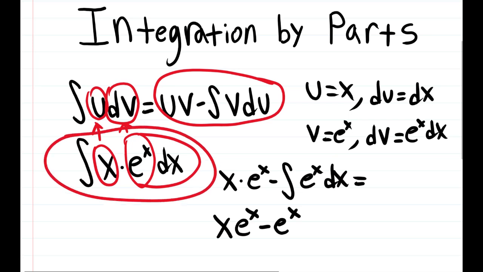Integration by parts is very useful for these kinds of problems, where you have to find the integral of two expressions being multiplied. All you need to know is you need to label u and you need to label dv. And sometimes you might not always get the lucky guess, but there's only two possible combinations.